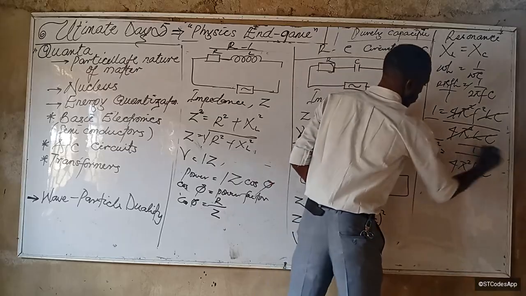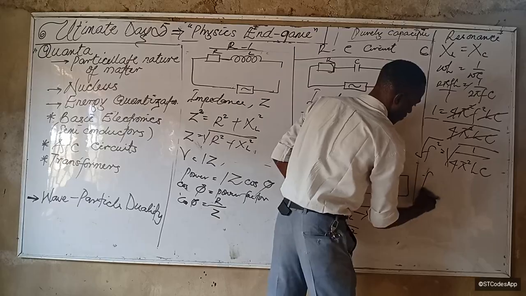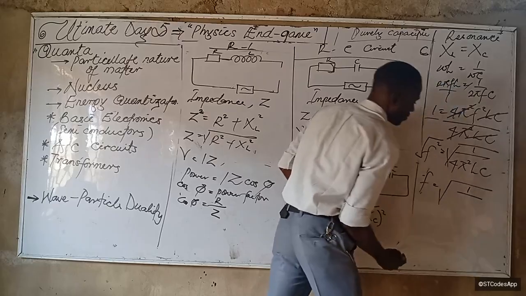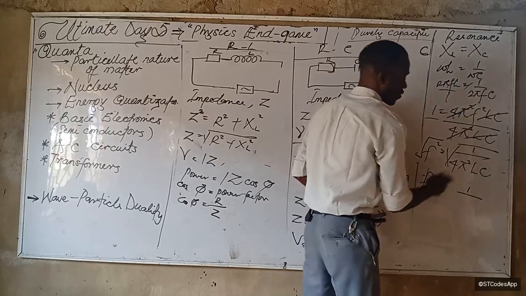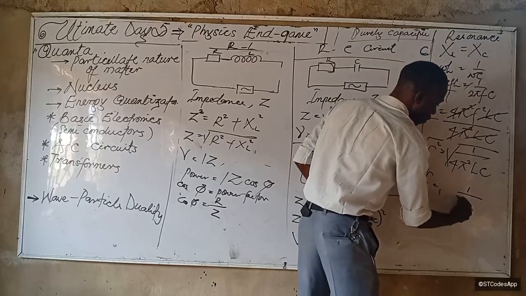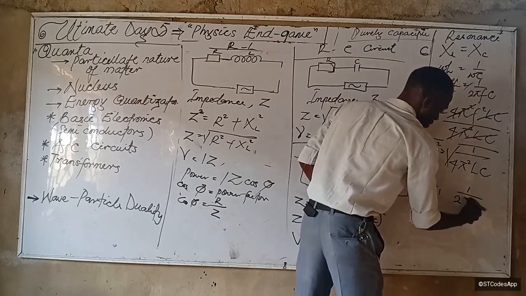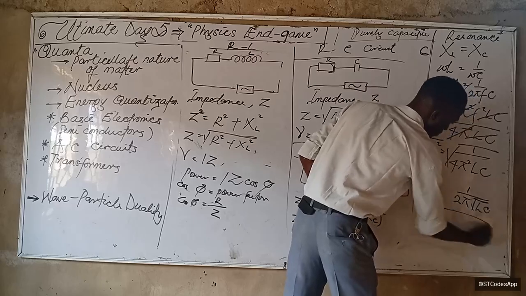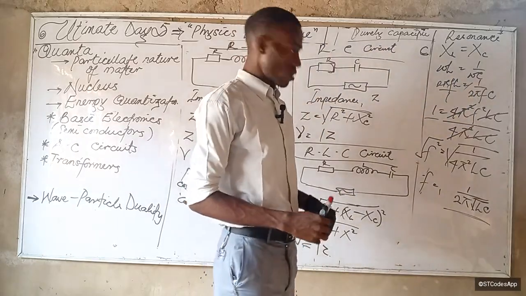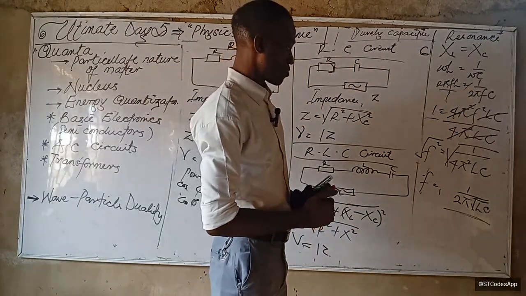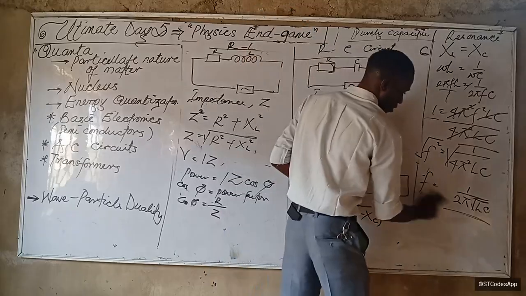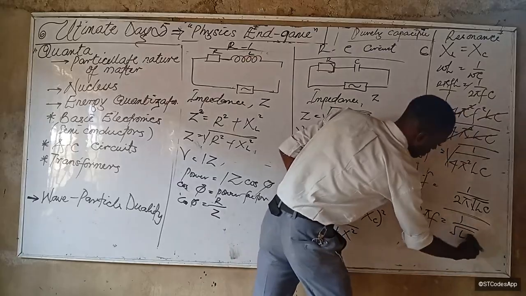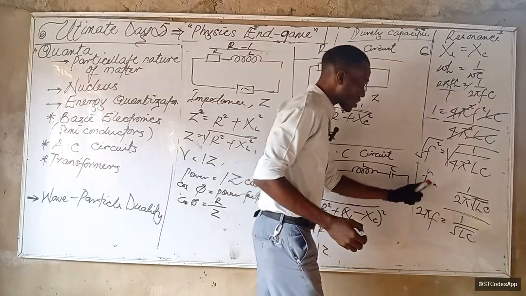You now take the square root of both sides, and f will be equal to 1 over, the square root of 1 is 1, square root of 4 is 2, square root of pi squared is pi, and these two we don't know their square root, so we have root LC. Is this clear? We can collect 2 pi f, and we get 1 over root LC. Does this make sense?